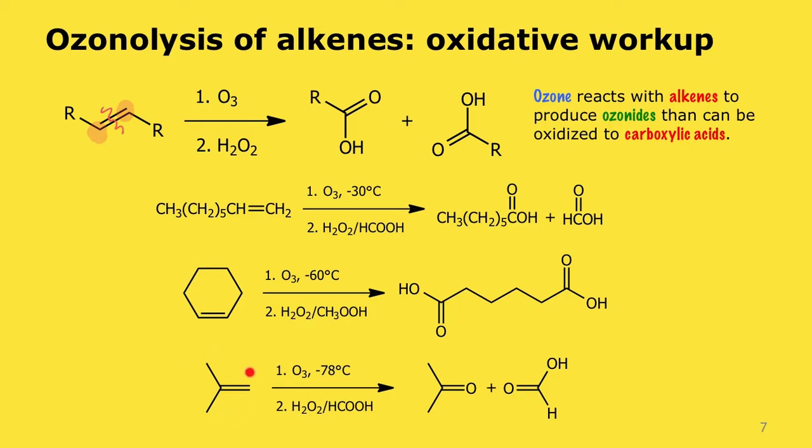This last one is instructive because you can see that we end up with formic acid here. The other half of this, because we had two alkyl groups attached to this carbon, can't be oxidized further. Generally, ketones stop and you can't oxidize them further to the carboxylic acid oxidation state because that would entail cleaving a carbon-carbon bond.